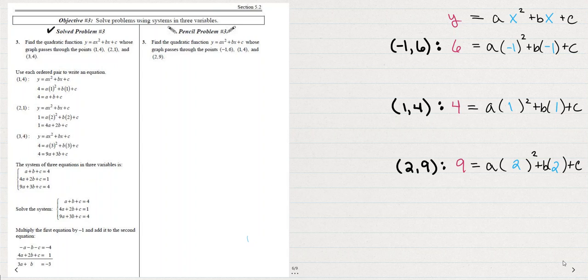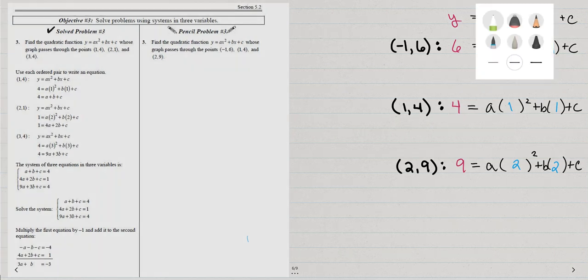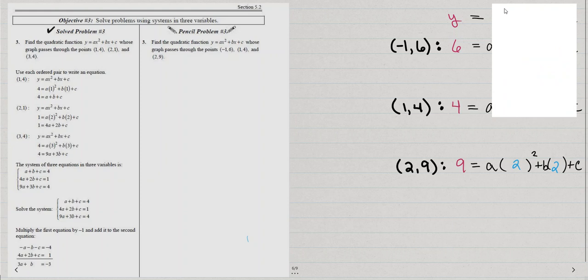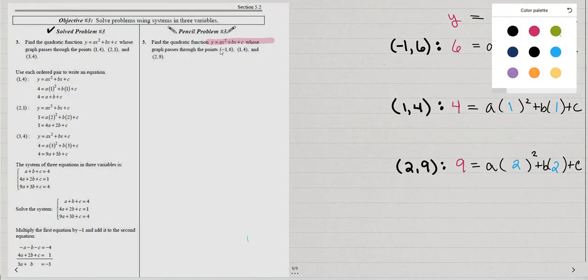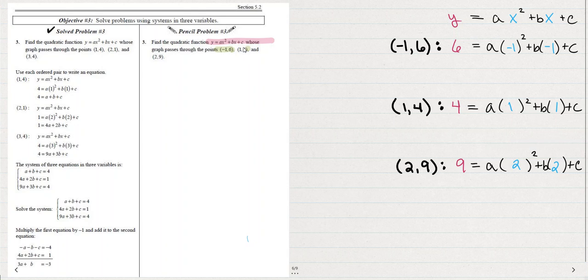Find the quadratic function y equals ax squared plus bx plus c such that the graph of that parabola passes through the points (1, 6), x equals 1, y equals 6, (1, 4), so x equals 1, y equals 4, and (2, 9), the ordered pair x equals 2, y equals 9. The first step in finding this quadratic function is to get the system of 3 equations. So I'm going to take each of the 3 points.